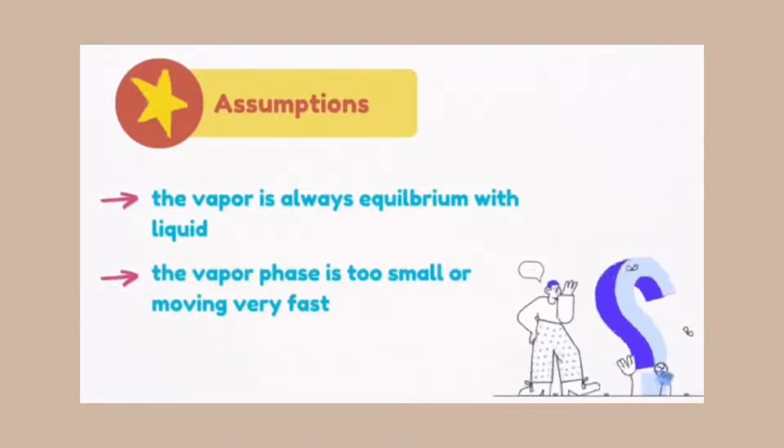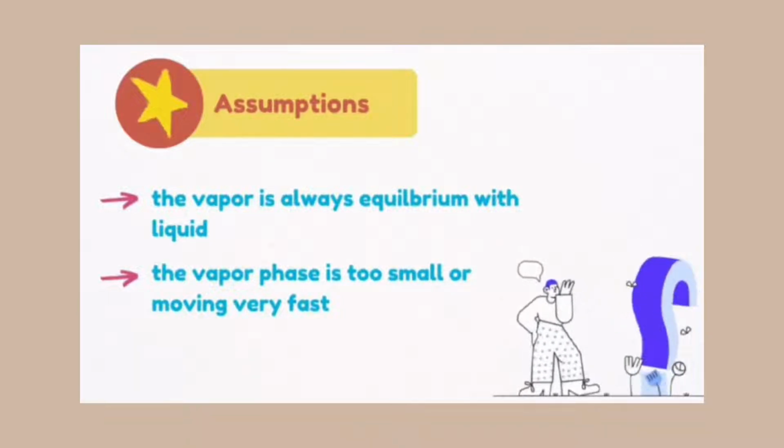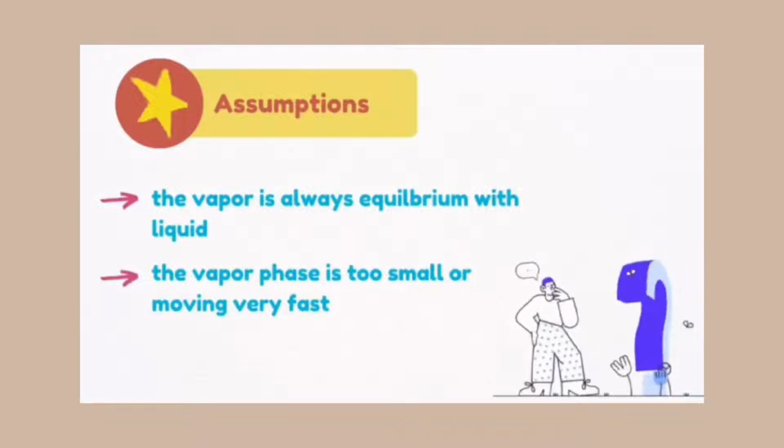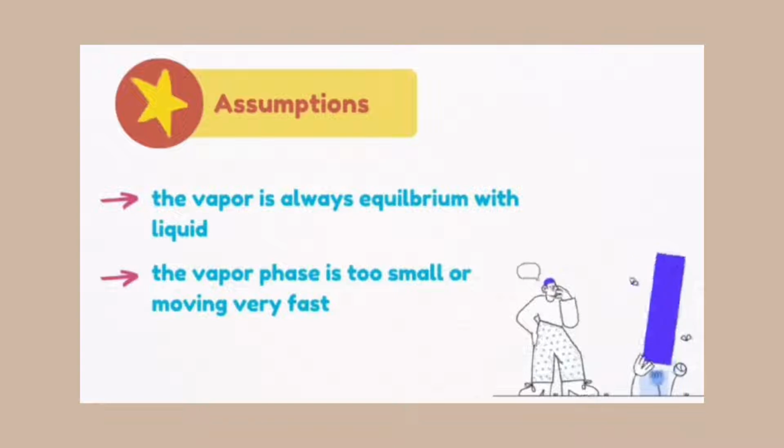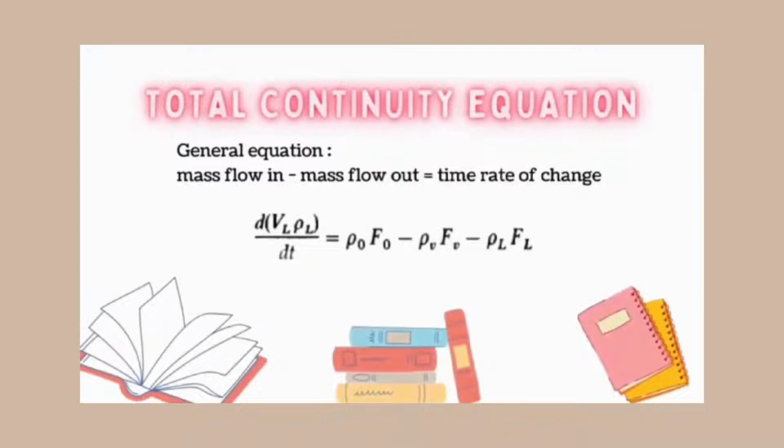For the assumptions for the practical model, the first assumption is that the vapor is always in equilibrium with the liquid, and the second assumption is that the vapor phase is too small or moving very fast, so we neglect the vapor phase. Next, I will continue with all the equations.